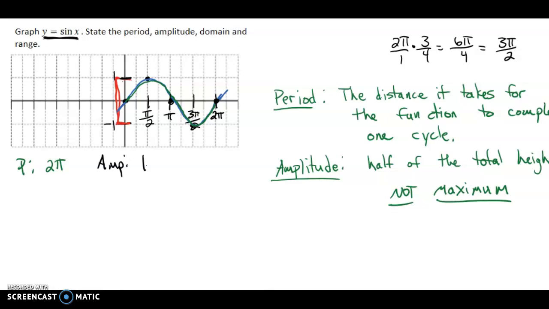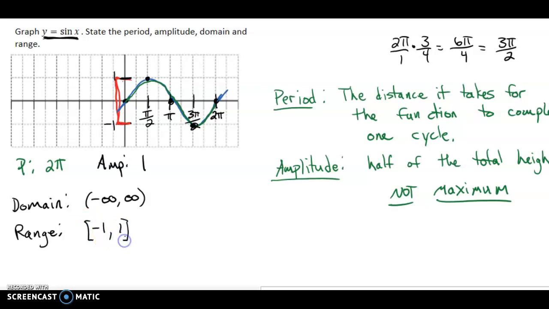Okay, and then we'll talk about domain and range. Domain, this curve goes forever. It never stops repeating. And so the domain, it goes forever to the left and forever to the right. So the domain is all real numbers, or negative infinity to infinity. And the range, this curve, the lowest it goes is -1, and the highest it goes is 1. And so the range is everything between -1 and 1. So before you move on, take some time to make sure you can graph y equals sine x, because we're going to transform this next, and you have to have this graph memorized in order to transform things.